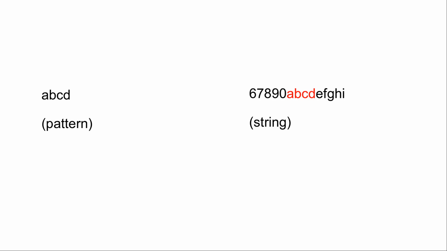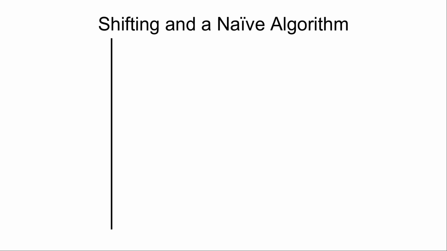This occurrence of the pattern in the string is called a match, and it can be represented as an offset from the beginning of the string. Before we look at Boyer-Moore-Horspool, I'm just going to describe the naive algorithm for this problem, because that will introduce some concepts that will be useful later on.